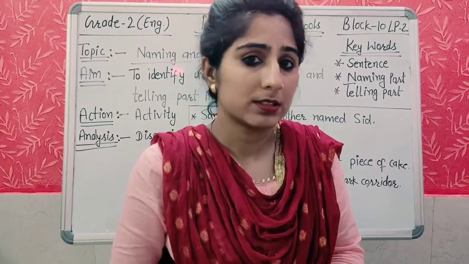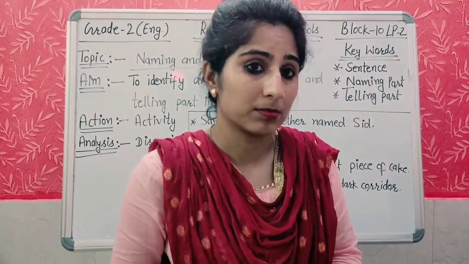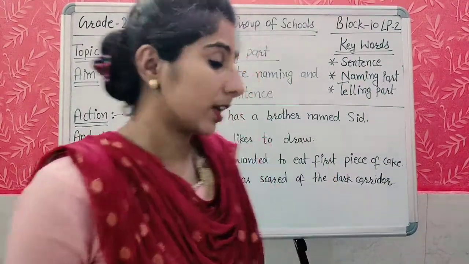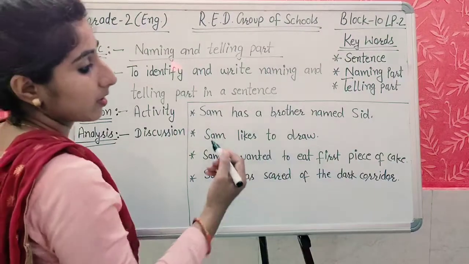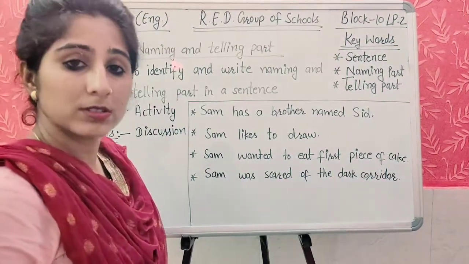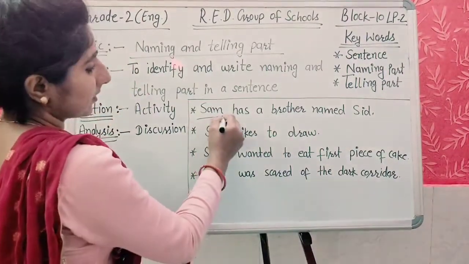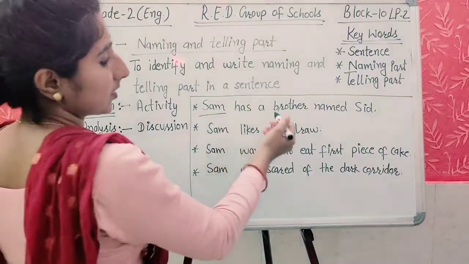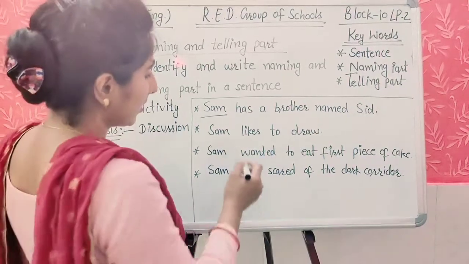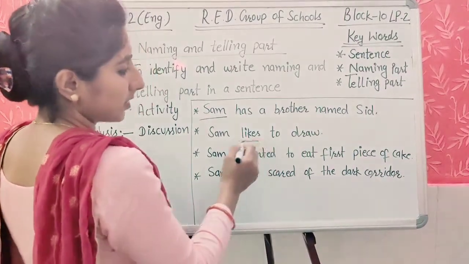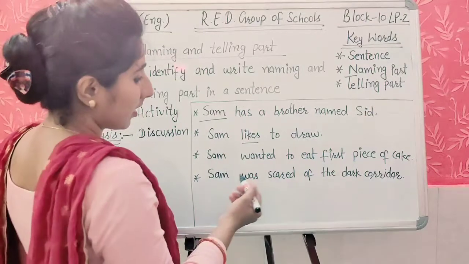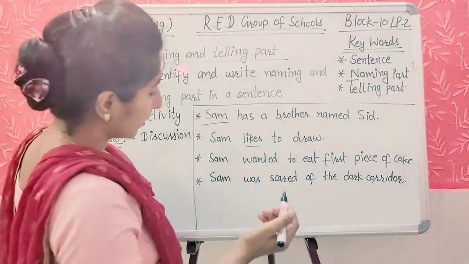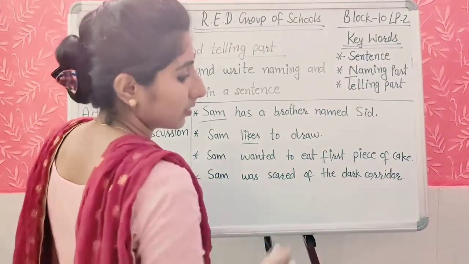What are these sentences telling about Sam? ये sentences हमें Sam के बारे में क्या बताते हैं? Right, all these sentences are giving information about Sam. Like in this sentence, Sam has a brother named Sid. In this sentence, it is giving the information about his brother, and here in this, Sam likes to draw. What does Sam like, and what did Sam want to eat? Sam was scared of the dark corridor.